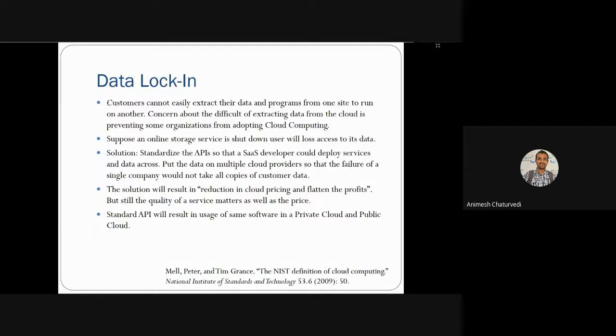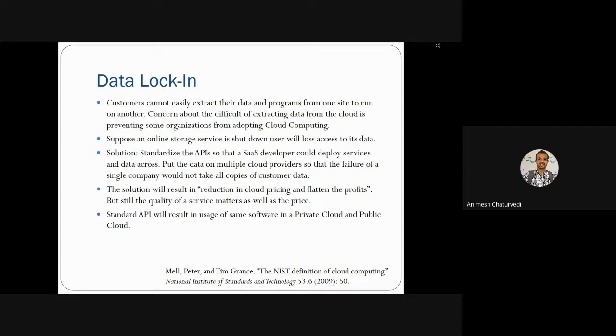And what is the solution? Some standard APIs need to be developed, so the SaaS developer could deploy their service and data across providers. Standard APIs are one of the solutions that will allow your data to transfer from one version to another version or one cloud to another cloud. Another solution is that you put your data on multiple cloud providers. So if one company fails, you will not have to worry about that failure, and you can always download a copy from another cloud provider.